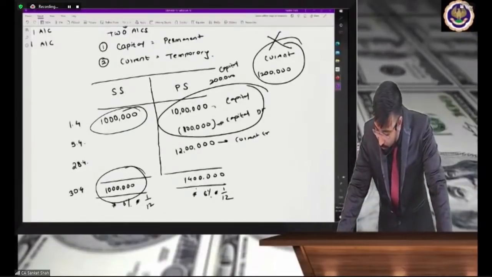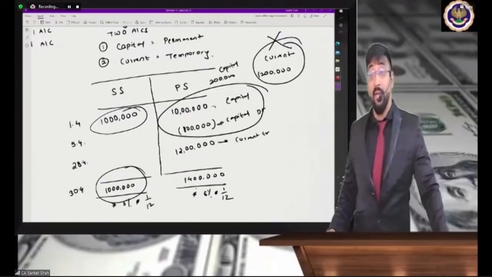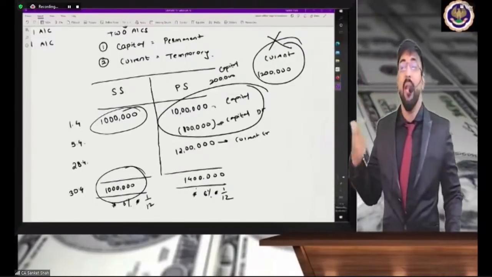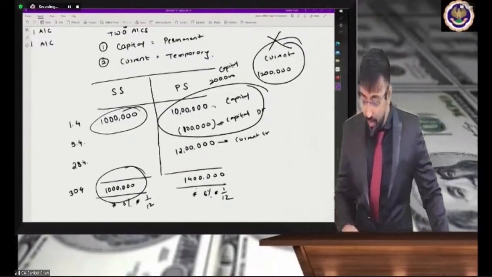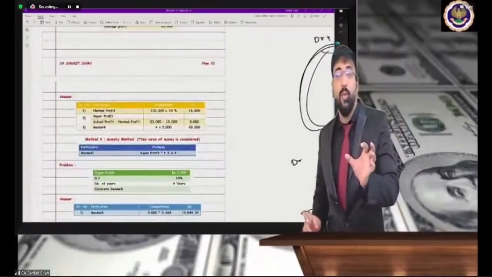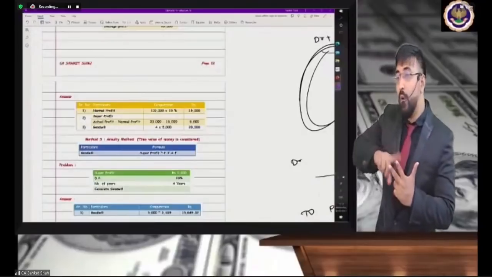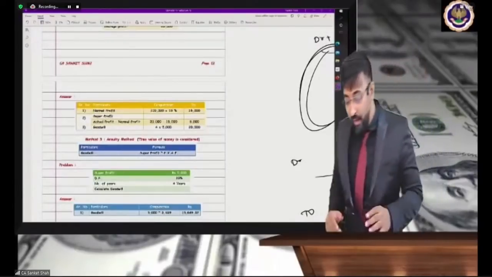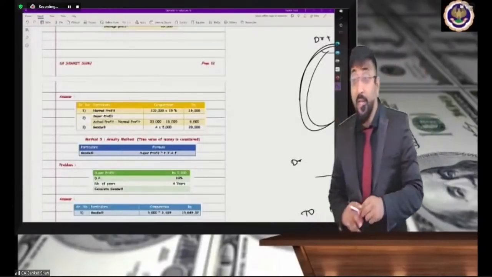And whenever you are paying interest, you have to maintain two accounts, capital account and current account separately. So this is the logic of capital account and current account. Fluctuating capital, only one account we are going to maintain, and fixed capital, we are going to maintain two accounts, capital account and current account. I already explained this 3 times.